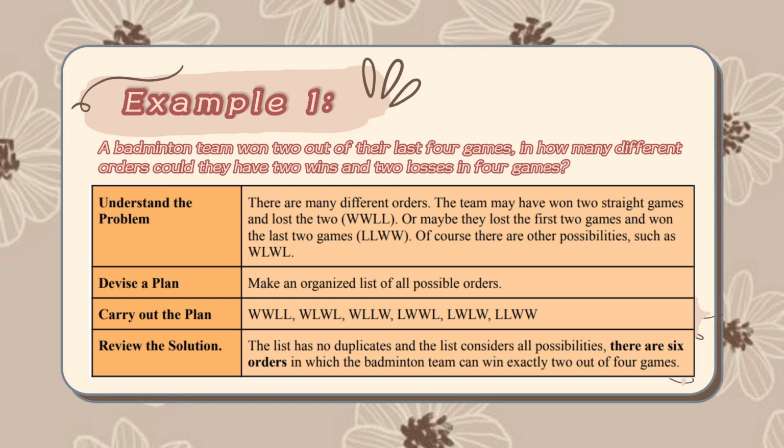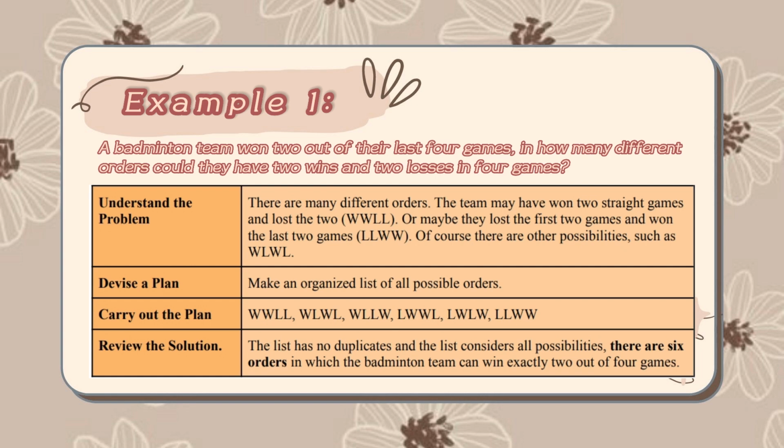Okay, so we need to devise a plan. So what appropriate strategy yung possible na gamitin natin in this kind of problem? So we can make an organized list of the possible orders. Possible sa umpisa, sa unang laro nila, yung dalawang game nila ay nanalo sila, then sa pangatlo at pang-apat na game nila ay talo. Or pwede din na sa umpisa nanalo sila, sa pangalawa talo, sa pangatlo panalo ulit, at sa pang-apat ay talo. Or in this order, sa una ay panalo, at sa pangalawa at sa pangatlo ay talo, at sa pang-apat naman ay panalo. Or in this order, so in your observation we have 6 orders.